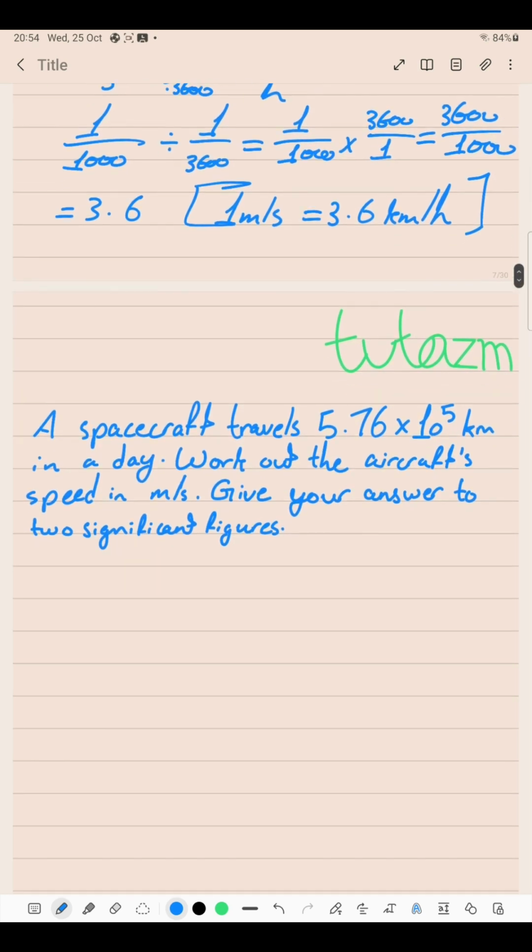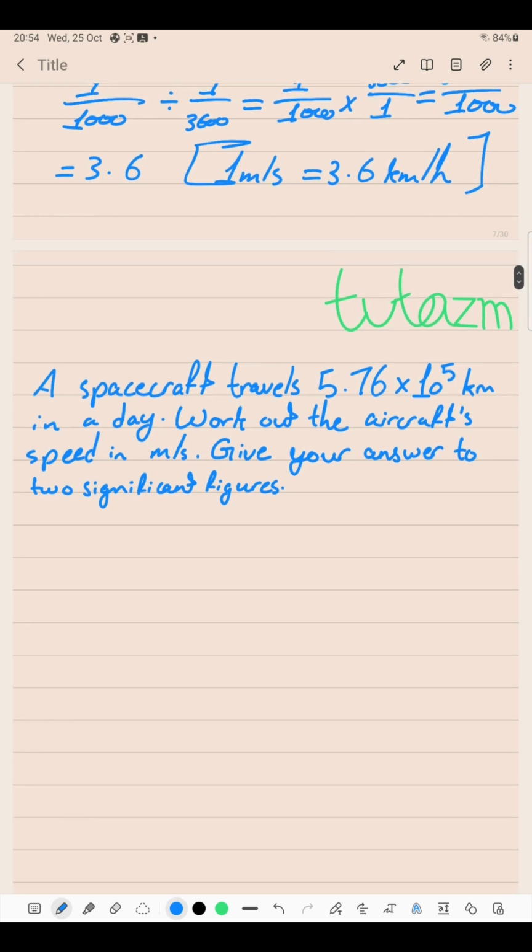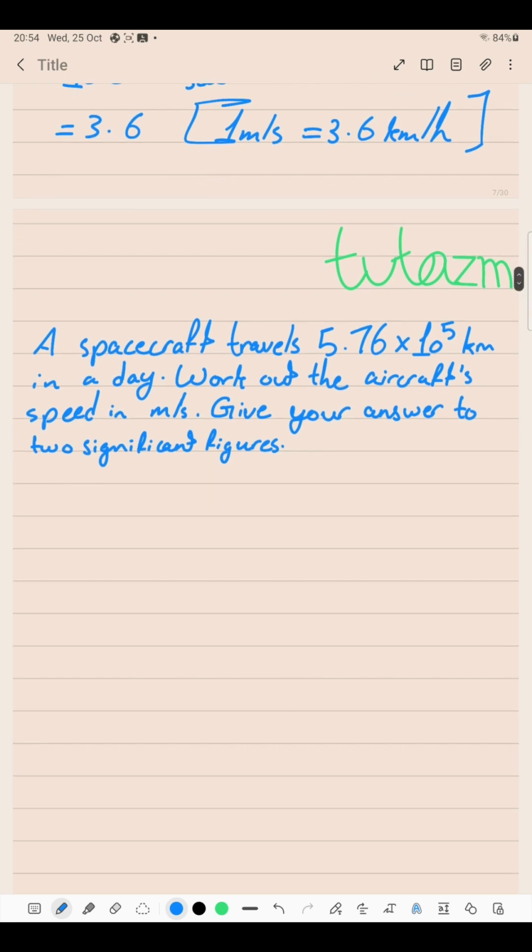Okay, let's take a look at a question which involves these conversion rates then. So the question says a spacecraft travels 5.76 times 10 to the 5 kilometers in a day. Work out the spacecraft's speed in meters per second and give your answer to two significant figures. If you think that you can tackle this question on your own, then feel free to pause the video and have a go. This is a calculator question, but I will go over the question right now.